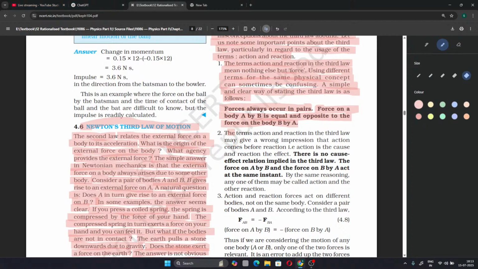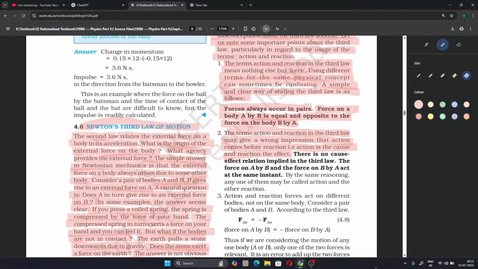The terms action and reaction in the third law may give a wrong impression that the action comes before the reaction. That is, action is the cause and reaction is the effect. There is also a misconception here, which is that the action and reaction pairs do not happen at the same time. Like when we do an action, then the reaction comes. That is not the case.